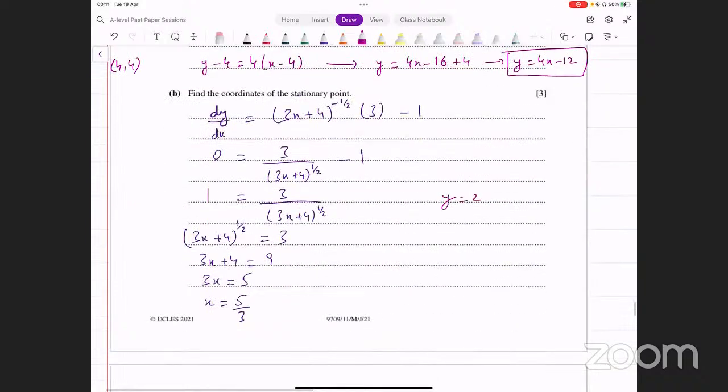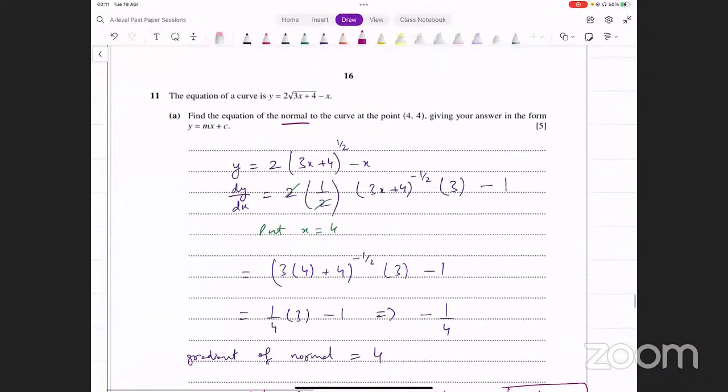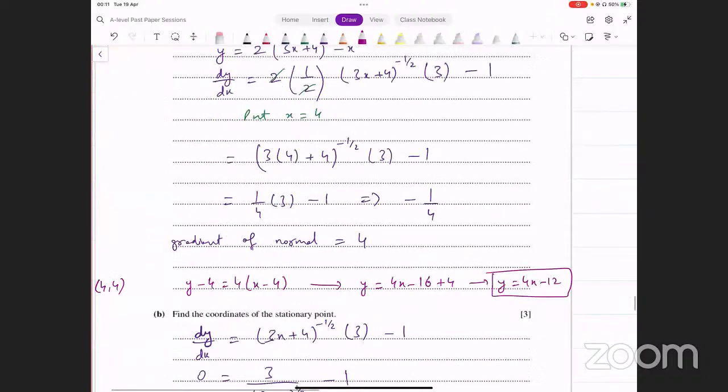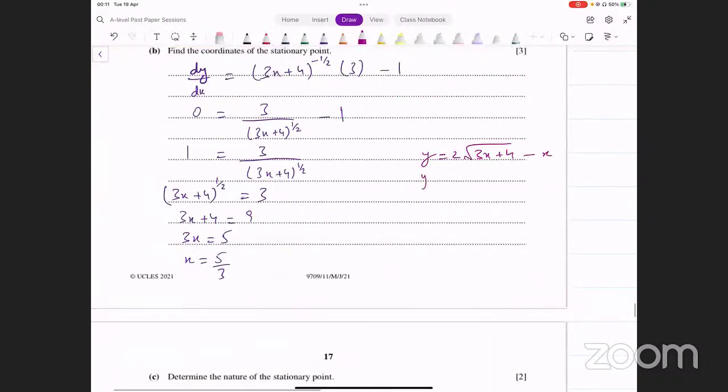y equals 2 into square root of 3x plus 1, 3x plus 4, minus x. ये आपकी equation थी, उसमें x की value input कर दें. That gives you 2 into square root of 3 into 5 over 3 plus 4 का square root minus 5 over 3 outside.